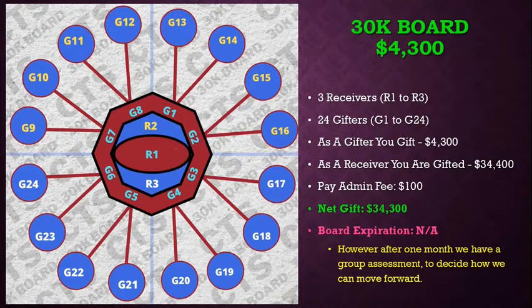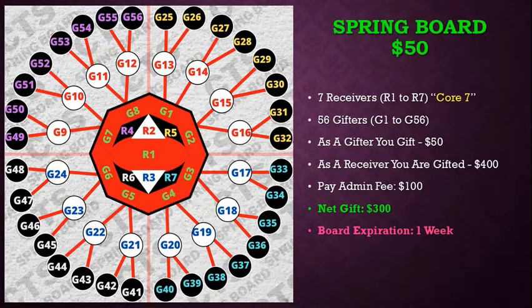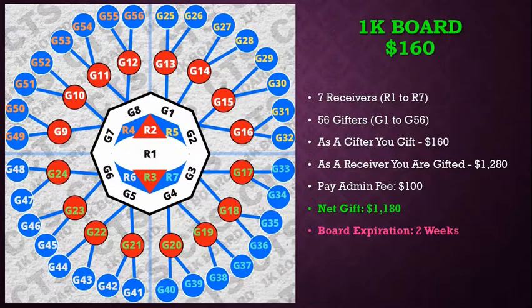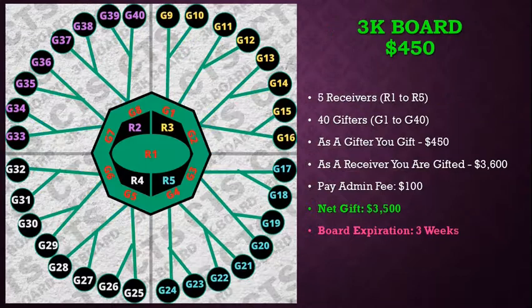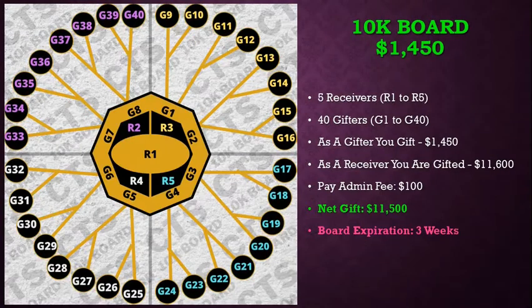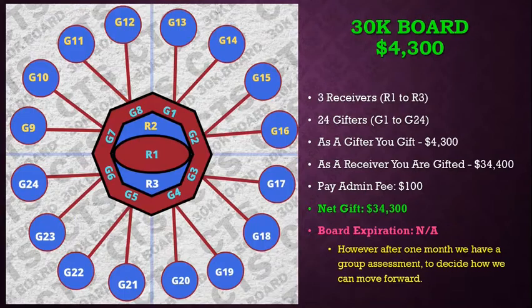So from these 5 boards, starting with the springboard, we just recap quickly: the springboard, which is a $50 gift, and then there's the 1K board, the 3K board, 10K board, and finally the 30K board. That's the 5 boards that we have in our organization, which are standalone. You could enter any board at any time you choose to, or you could enter from the lowest and upgrade to the highest if you choose to, or you could stay on one level.